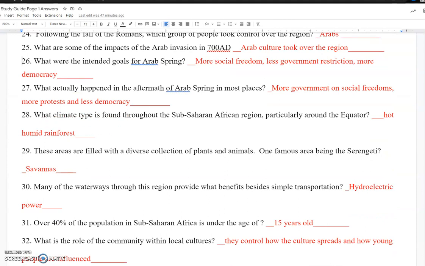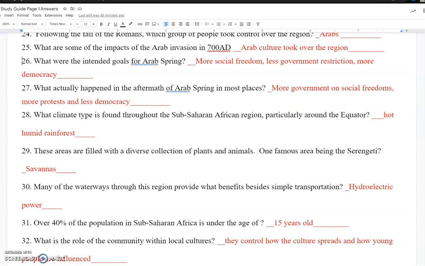All right, we'll scroll up to 26 because we're into the Arab Spring stuff. So what were the intended goals for Arab Spring? Well, they wanted more social freedom. They wanted less government restriction. They wanted more democracy. They wanted basically more freedom to be able to choose their own way of life and their own lifestyle. And unfortunately, for question 27, what actually happened was you got more government and less social freedom. You had more protest. You had less democracy. They really didn't get anything that they were after. Unfortunately, what they got was less and less.